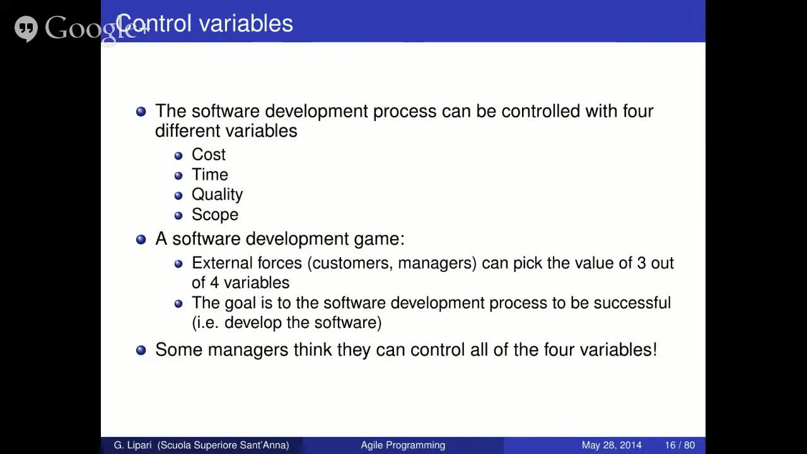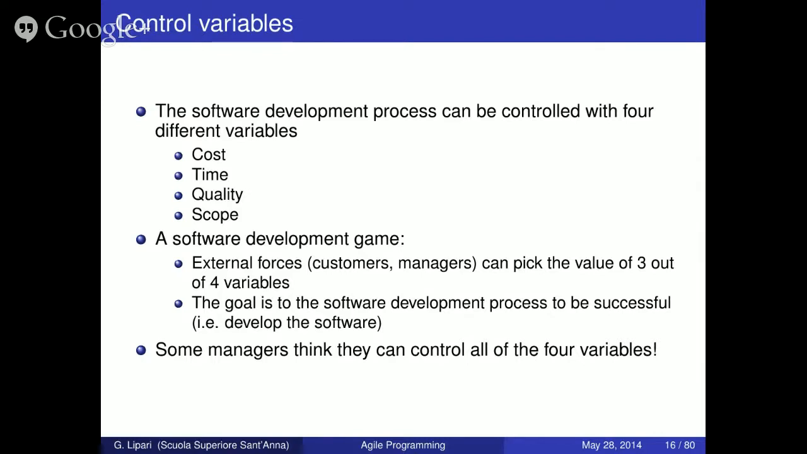So let's look at the process of developing the software and let's see what the manager can do about that. What are the variables that a manager can control in software development? You can consider that as a software development game. There are external forces, customers, other managers, which can pick the value of 3 out of 4 variables. So you have cost, time, quality, and scope. These are the 4 variables. The manager can pick and fix the value of 3 of them, and the 4th is going to be dependent on the other 3. Of course, the final objective is to have the software development process be successful, and of course you want to minimize the cost and maximize the quality.